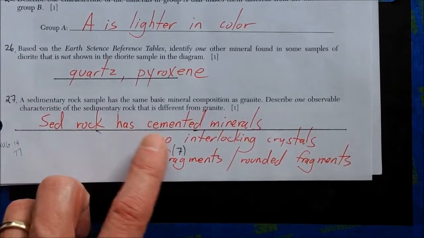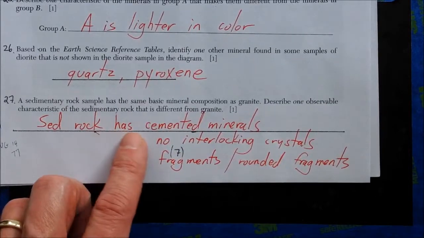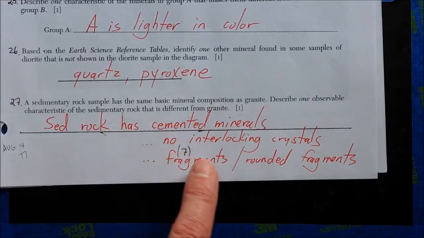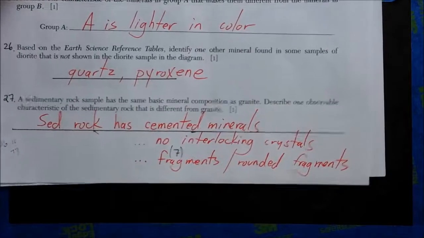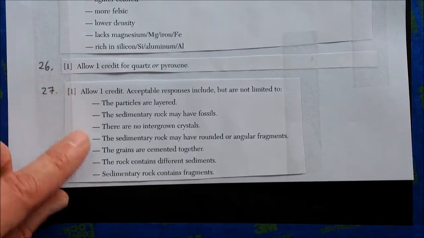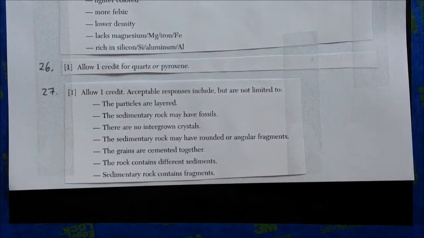What I had originally written was just some possible answers. I wrote, the sedimentary rock will have cemented minerals. Sedimentary rock will not have interlocking crystals, because igneous will. Sedimentary rock will have fragments or rounded fragments. Any one of those would work. A good example here is 27. You can pause it on here. Here are some examples that the Regents key gives you.